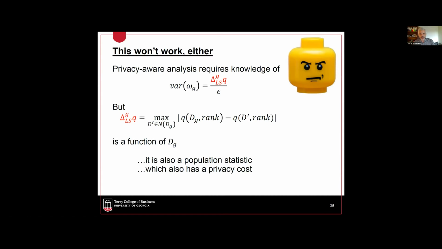So this privacy-aware analysis requires not just that we publish the query results that we're interested in, the predicted values plus the noise, but to do the privacy-aware analysis, we also need to publish information about the variance of the noise distribution. And in this case, the variance of the noise distribution is based on local sensitivity, which is a function of the true data set. So that makes it also a population statistic, and that means that it also has a privacy cost. So we can't publish the local sensitivity without adding to the privacy cost.